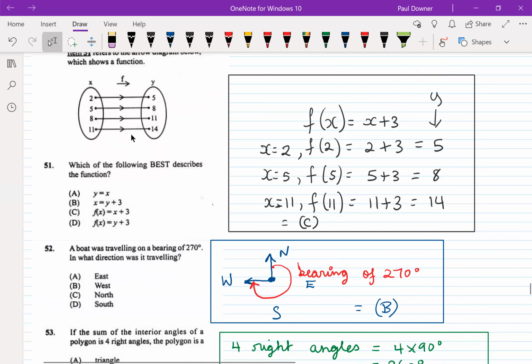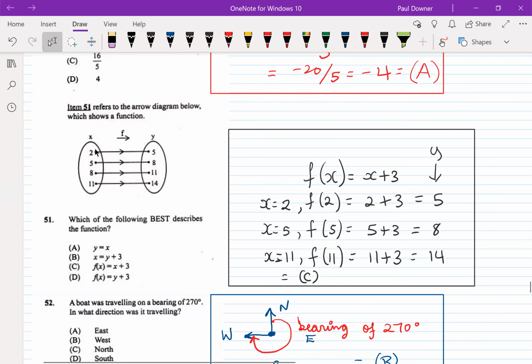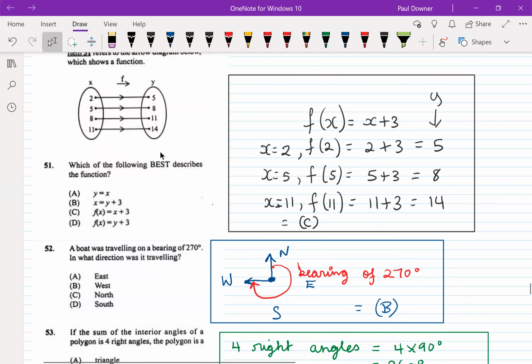In number 51, you have a relationship or a function f that is relating x to y. And you want a function that will relate all of these numbers and map them onto these numbers. Which one will do that? Well, let's try and see which one does it. When we checked it out, we realized that this one was mapping all of these numbers onto these numbers.